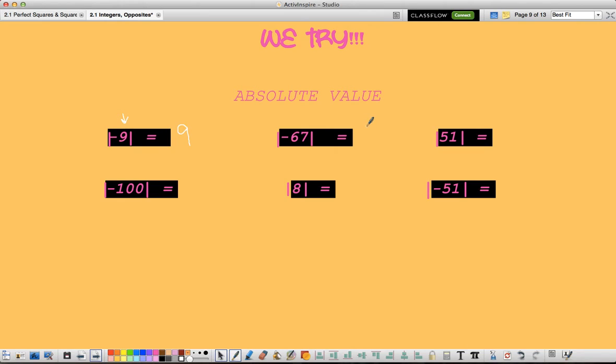-67, it would take 67 steps to get there, so the absolute value of -67 is 67. Now notice, here's a positive 51. It's still a positive answer because we're only talking about how many steps it takes to get to 51 from 0. We're not talking about direction, and negative and positive imply direction. -100 would have an absolute value of 100. The absolute value of 8 would be 8. And the absolute value of -51, again, would be the same as 51, and it would just be 51.